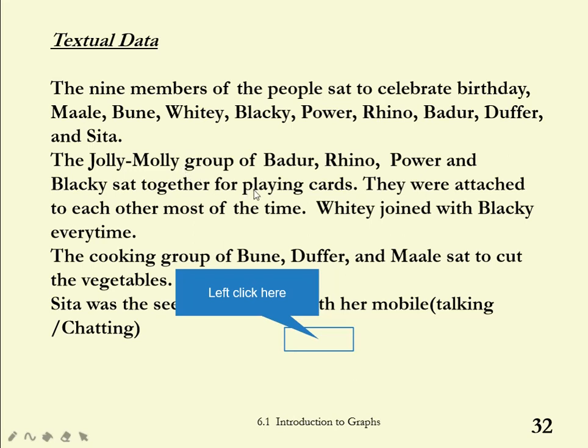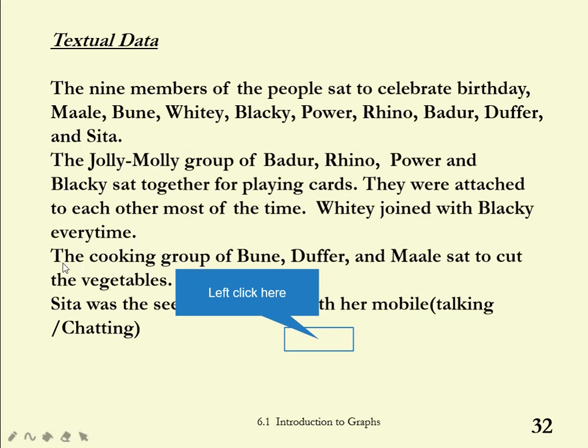And what it says is these 1, 2, 3, 4 people sat together and they were attached to each other most of the time. Always, these 4 people were together, while playing cards and while dancing. Then they went swimming for a while, all 4 together. Now apart from that you can see here Whitey, who was Blackie's companion. So Whitey also joined Blackie every time. So every time Whitey was there with Blackie. So from this statement you must infer something.